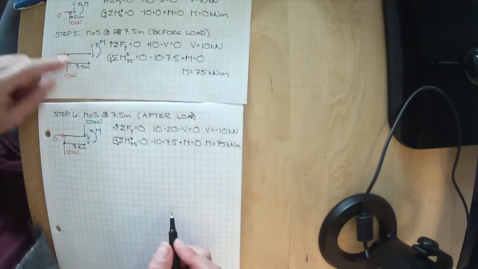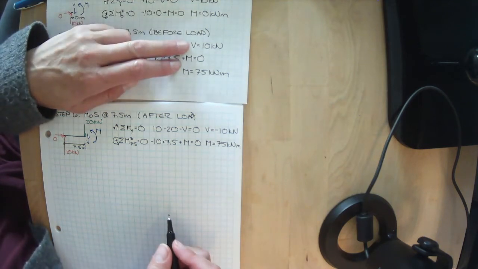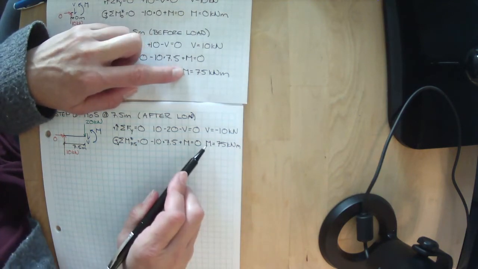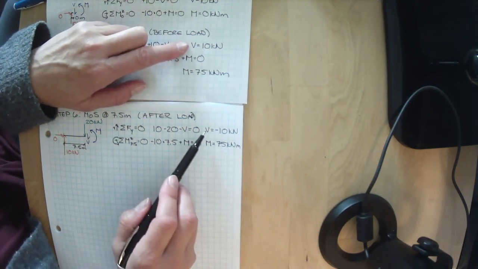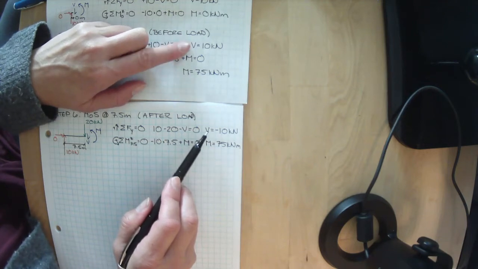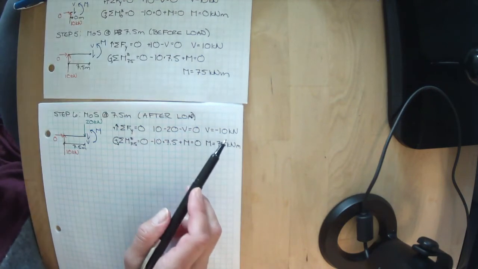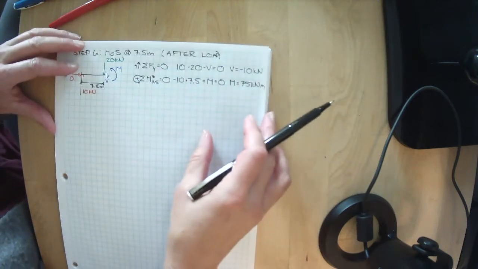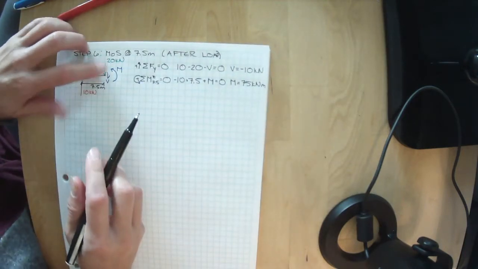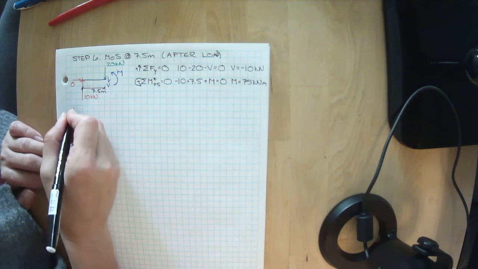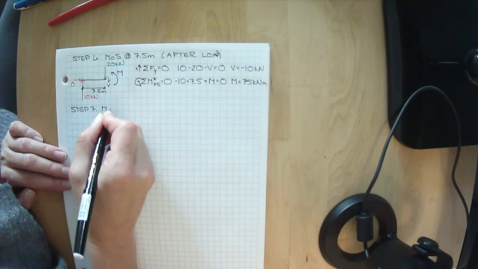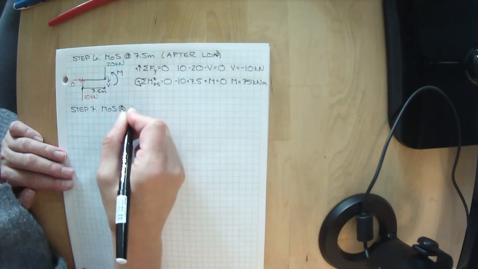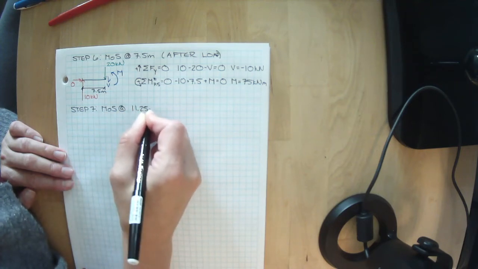Well, that's interesting. Just before the 20 kilonewton point load, we had 75 kilonewton meters. So the value of the moment didn't change, but it looks like we had a weird switch in our shear. We went from positive 10 kilonewtons to negative 10 kilonewtons of shear. Interesting. So it looks like something happened at this node. Let's do it at another spot. So method of sections at 11.25 meters.